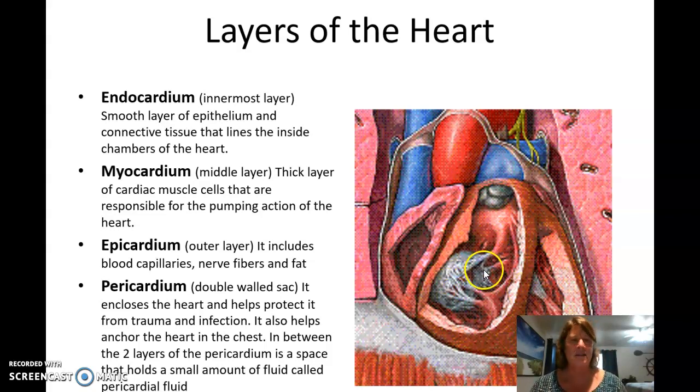Then surrounding this heart muscle, we have the pericardium. The pericardium is considered a double-walled sac, and one layer of it is the epicardium, and then we have this other layer, the pericardial layer, which is a thick connective tissue that helps hold and anchor the heart in place. In between those two layers, we refer to that as the pericardial space, and we have pericardial fluid in that space, usually between 30 and 50 milliliters, and that helps lubricate and protect those two layers so they don't rub together.